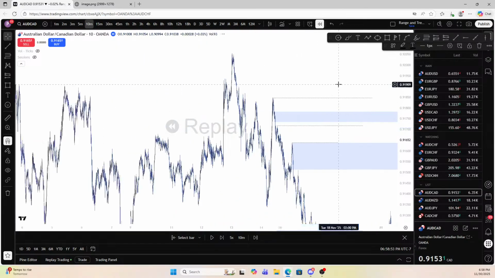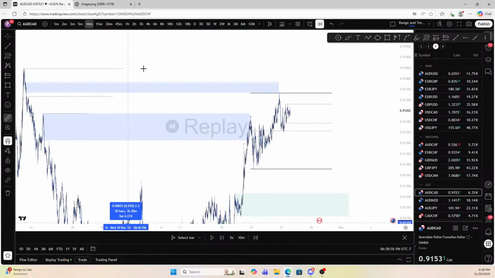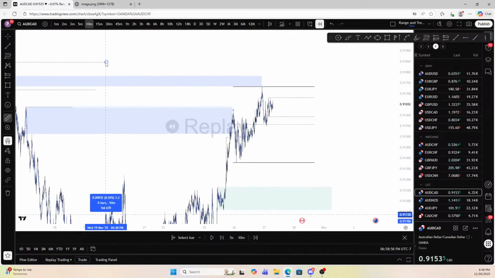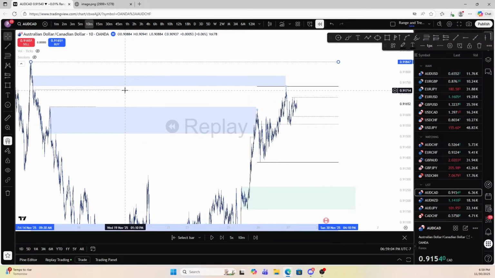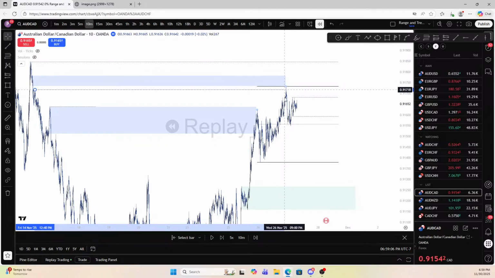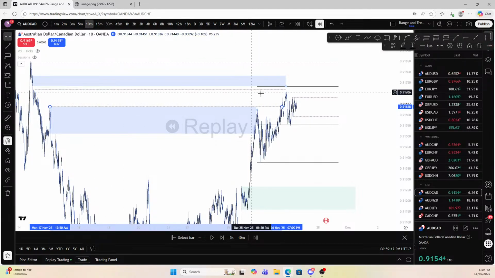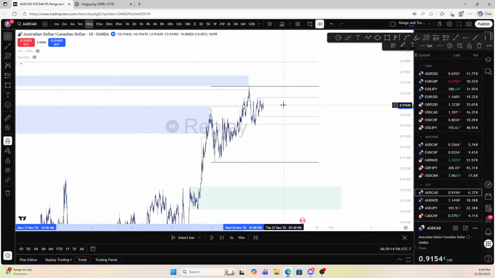Here's one. Let's just drag these across. What's going on? Right. Boom, boom. Boom, boom. Okay, so all those got taken out, which is just showing that's more high probability.